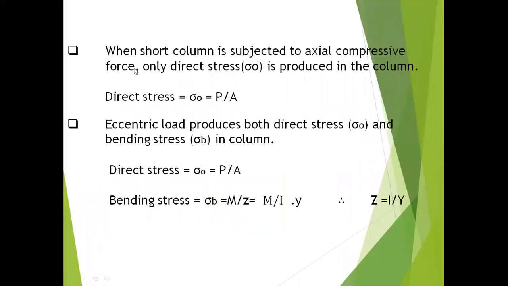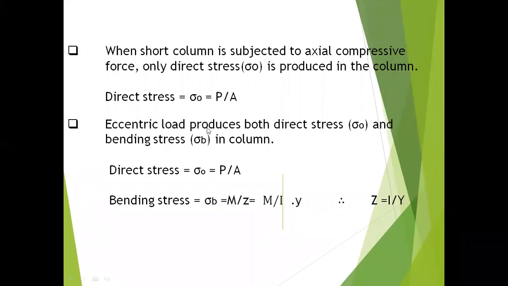See, when a short column is subjected to axial compression force, only direct stress is produced in the column, which is load by area. Eccentrical load produces both direct stress and bending stress in a column, which happens in the long columns. The direct stress is load by area, and the bending stress is M by Z. What is Z? Section modulus, which is I by y. So that is how this can be written.